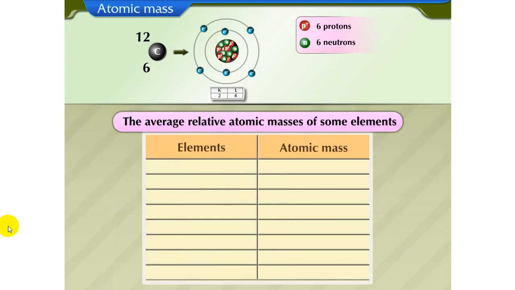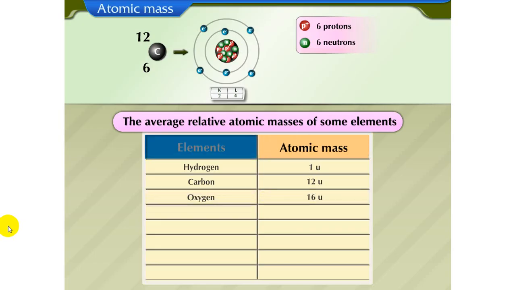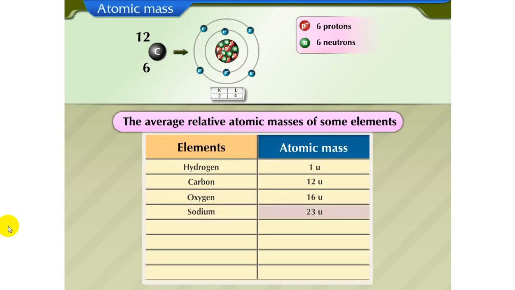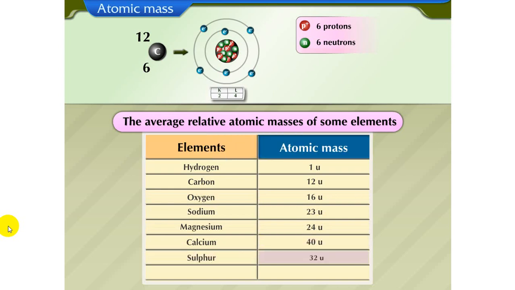Let us discuss the average relative atomic masses of some elements. Hydrogen is 1 unit. Carbon is 12 units. Oxygen is 16 units. Sodium is 23 units. Magnesium is 24 units. Calcium is 40 units. Sulfur is 32 units and chlorine is 35.5 units.